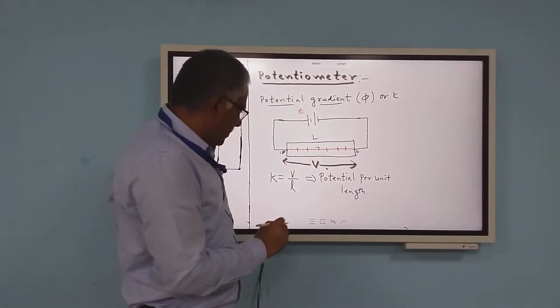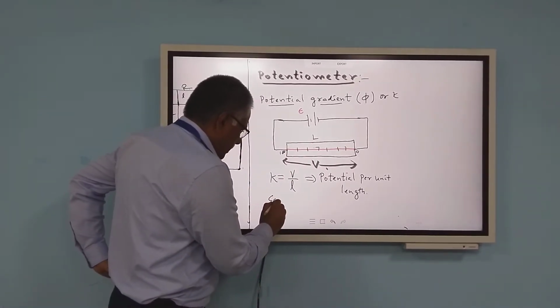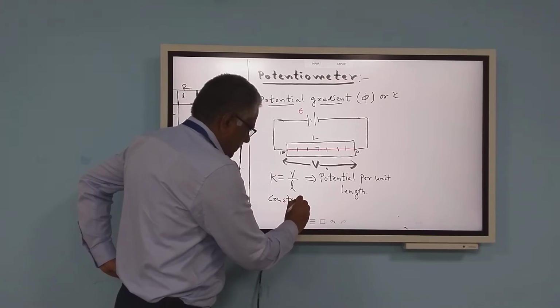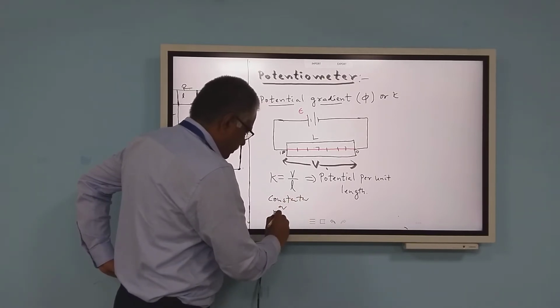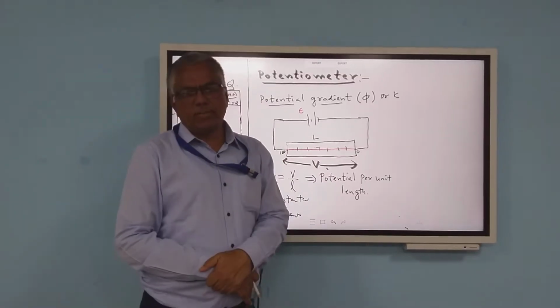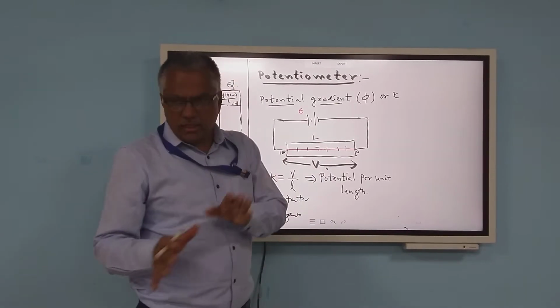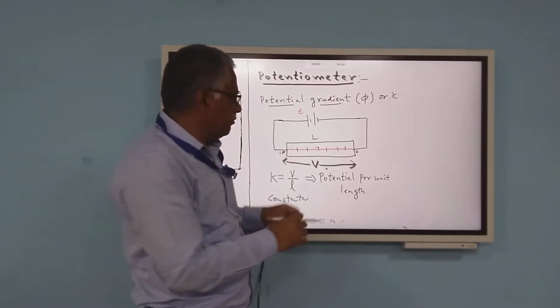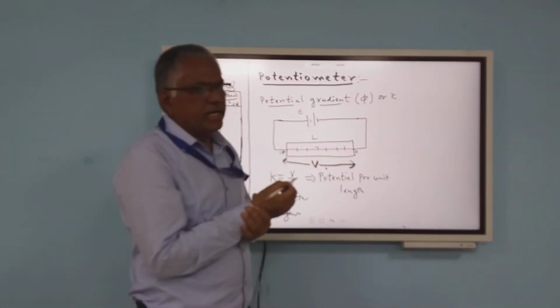This wire is made up of a conductor, again, or manganese. Potentiometer wire is made up of an alloy. It is made up of an alloy. Now, we will see the actual potential, how it will be there. Before that, let me see what is the potential gradient we will find out.